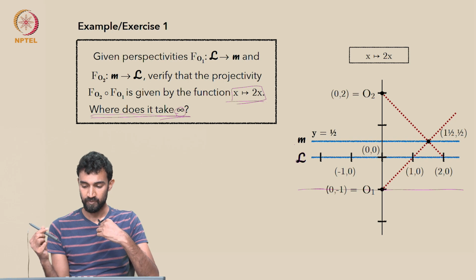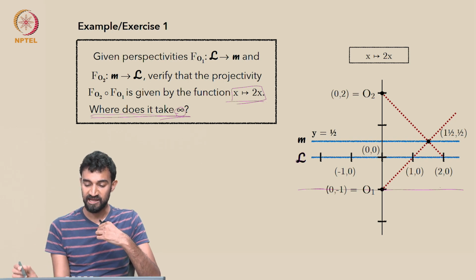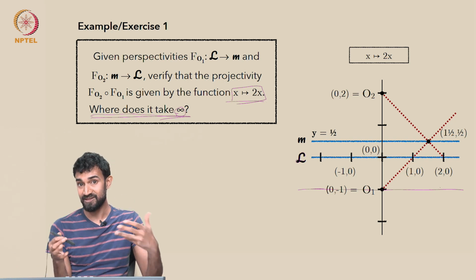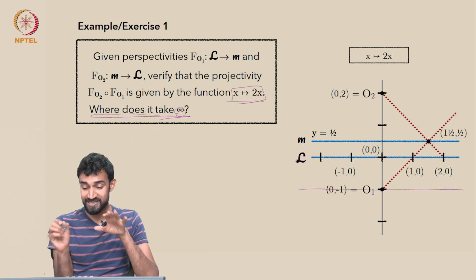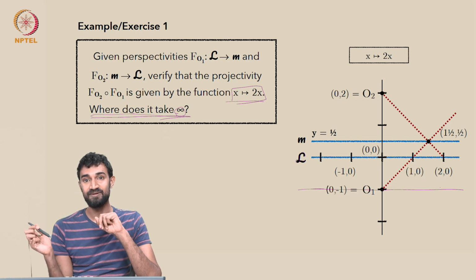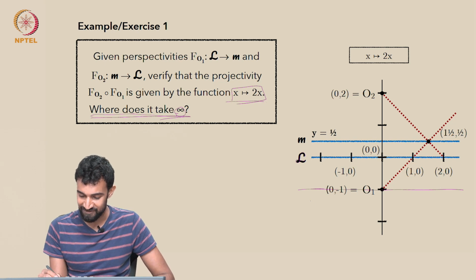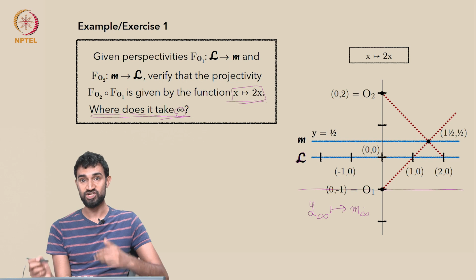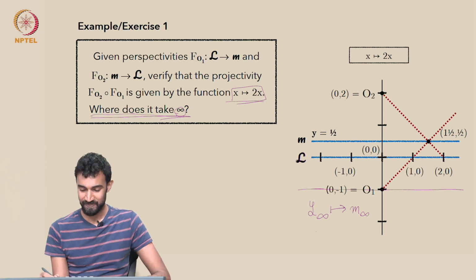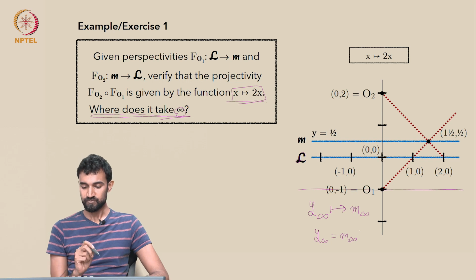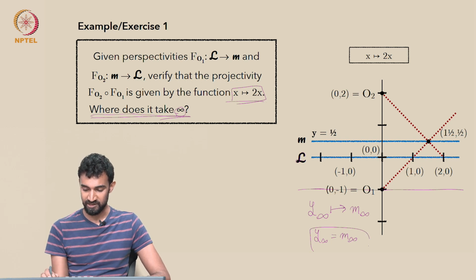And we have to see where that line hits M to see where the point at infinity in L is going. But this horizontal line doesn't actually hit M in the plane. It intersects M at infinity. So in other words, it's taking the point at infinity in L to the point at infinity in M, because they share the same point at infinity, because they're parallel to each other. L infinity equals M infinity.